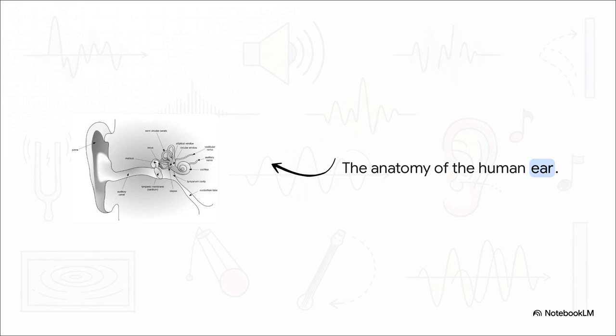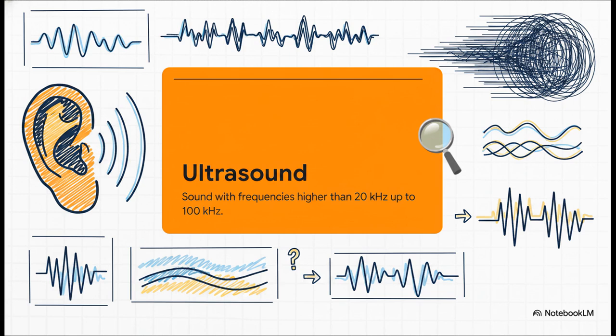Because the sound wave is made of high-pressure compressions and low-pressure rarefactions, it physically pushes and pulls on your eardrum, forcing it to vibrate. Then, those vibrations are translated by tiny bones and the cochlea into electrical signals for your brain to process. It is just pure physics at work. But our human ears have hard limits.